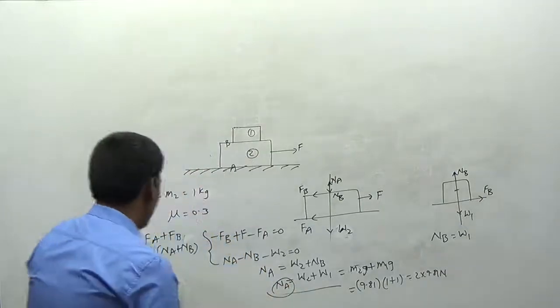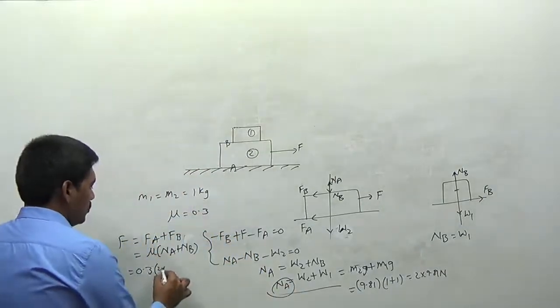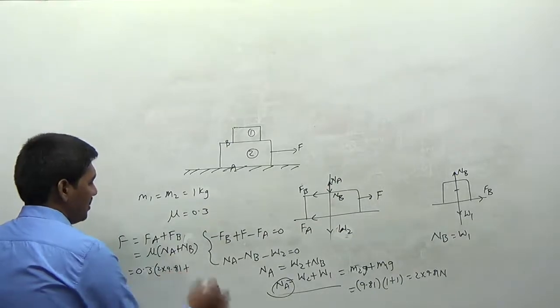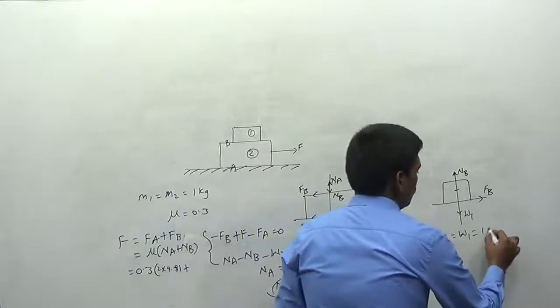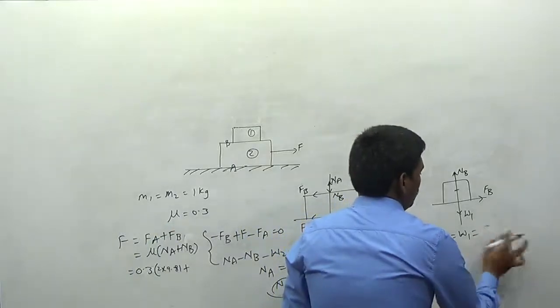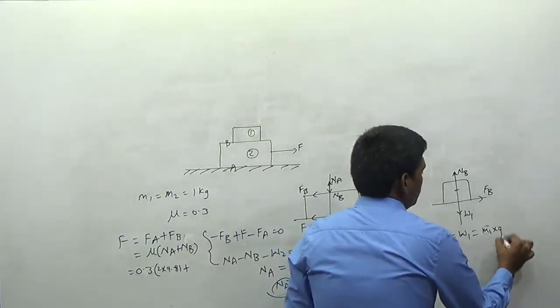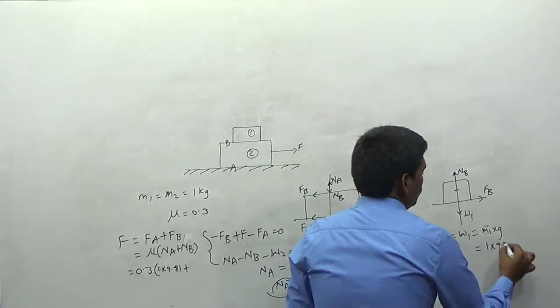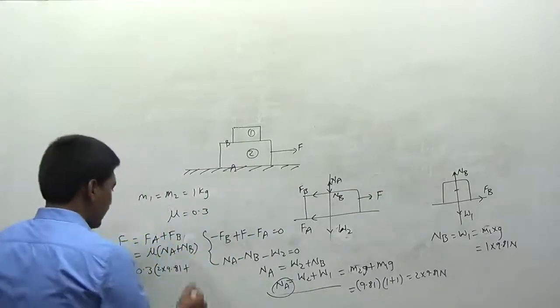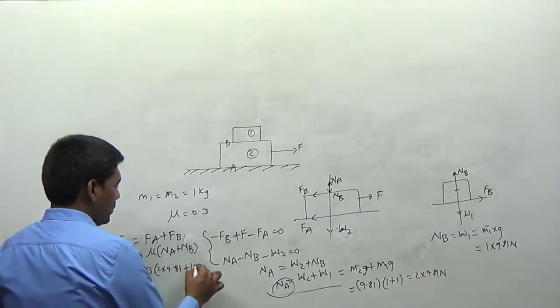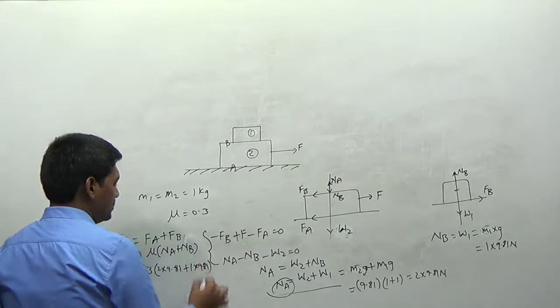Now substitute the value of Na: 2 into 9.81 is our value. What is the value of Nb? Nb is nothing but the weight W1, which is m1 into g. So 1 into 9.81 newtons is the value. Therefore I can write this value as 1 into 9.81.